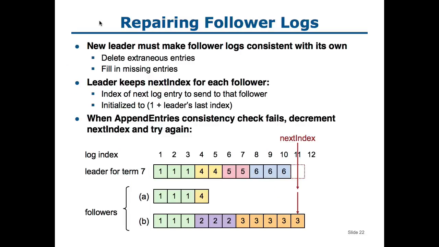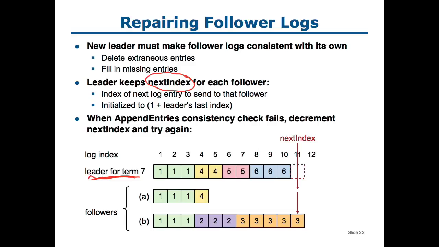To restore log consistency, the leader maintains a state variable for each of the followers in the cluster, which I will call next index. And this is the index in the log of the next log entry that the server intends to send to that follower. Initially, when the server becomes leader, it sets these next index values to the entry just after the last one in its log. So in this example where we have a new leader for term 7 and the last entry in the log is index 10, it will set next index to 11 for all of the followers in the cluster.